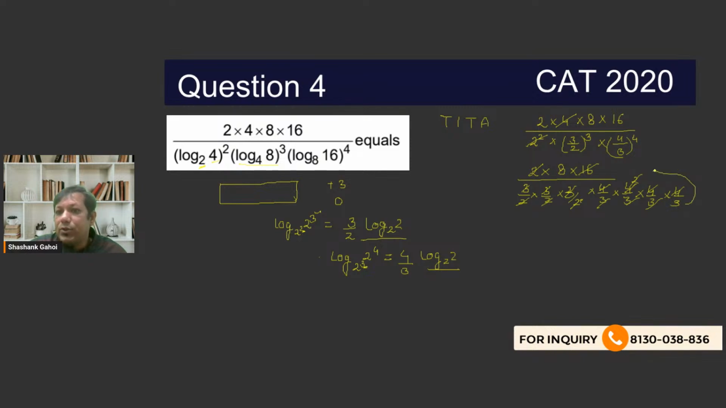Now 3 goes to the numerator. So my answer is going to be 8 into 3, and that is equal to 24. And that is the answer I am going to type in the box. So if I get this question, I am going to type my answer like this, and this is going to be the answer of my question.